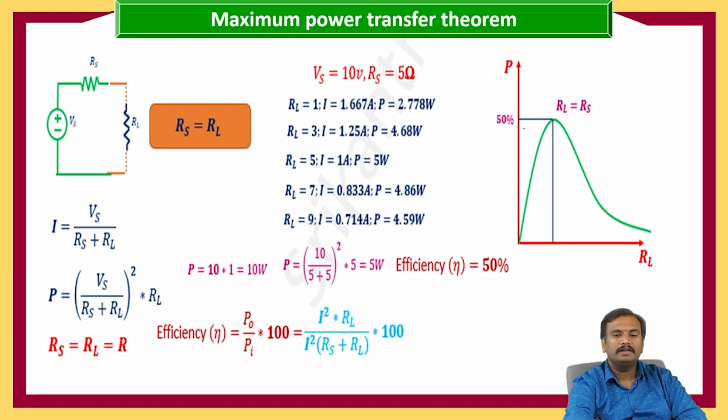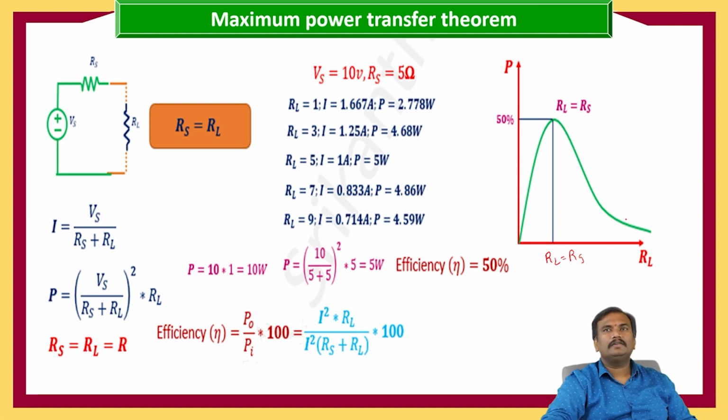So here the characteristics between power versus load resistance: up to R_L is equal to R_S or R_TH, the power value is increasing, and after that the power value decreases. Only at the condition where R_L is equal to R_S, we get the maximum power.